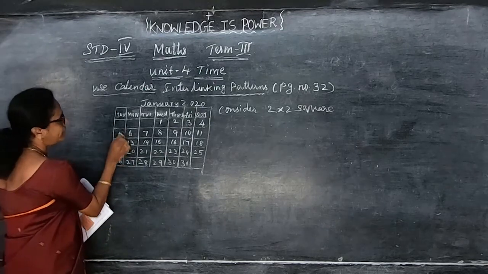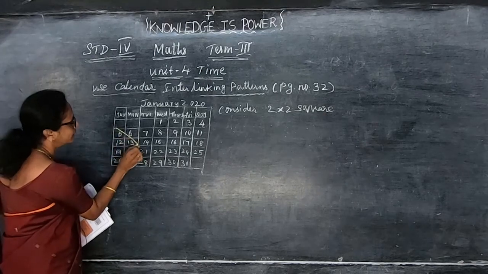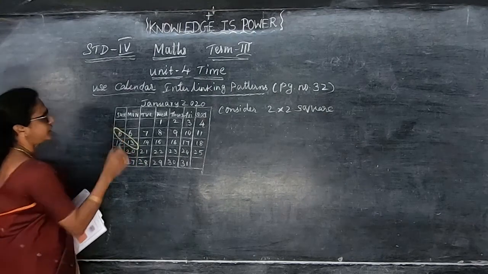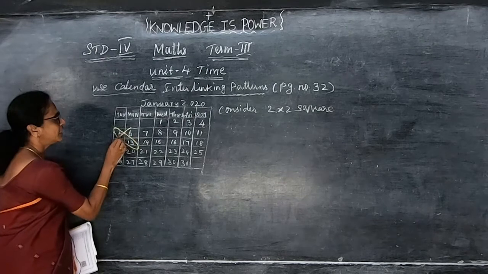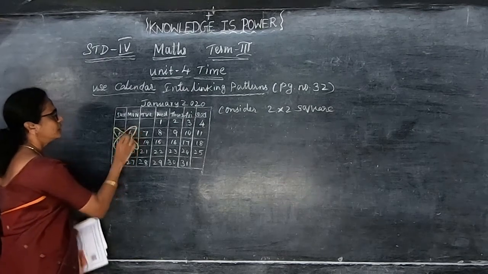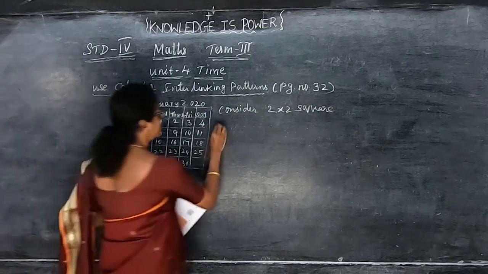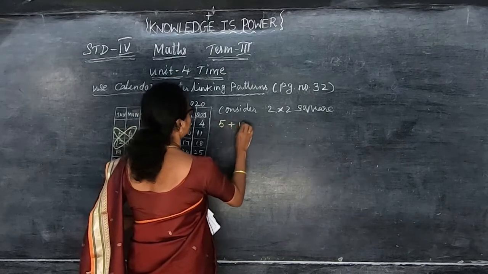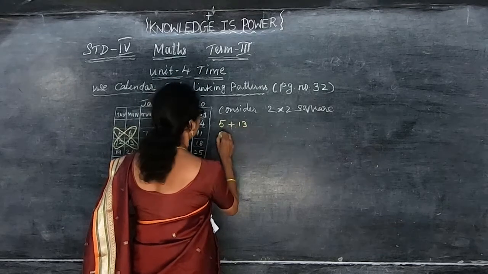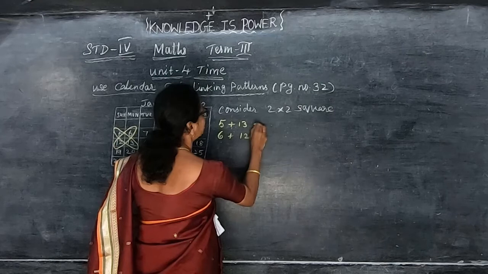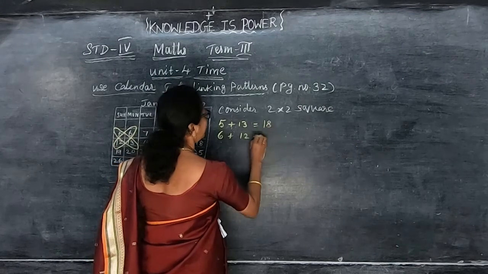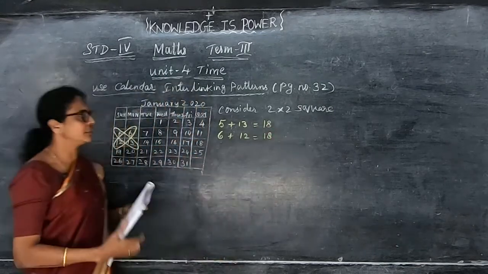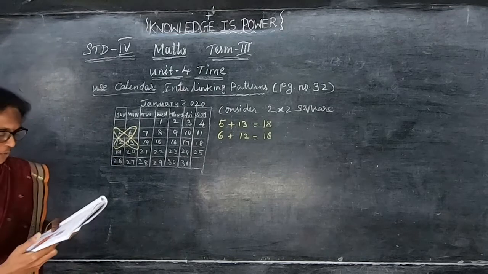That is 5 and 13. Do it crosswise like this. 5 and 13. Okay, yeah. Then 6 and 12. Can you understand? So 5 plus 13, then 6 plus 12. So 5 plus 13 is 18 and 6 plus 12 is 18. This is the 2 into 2 square.